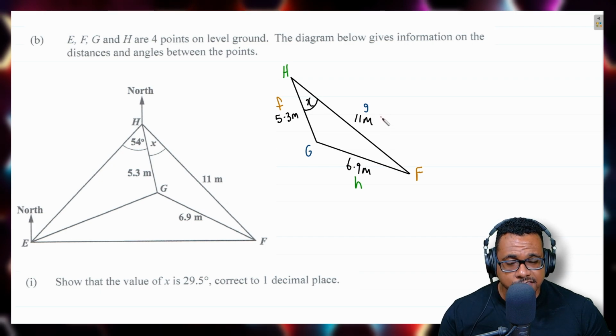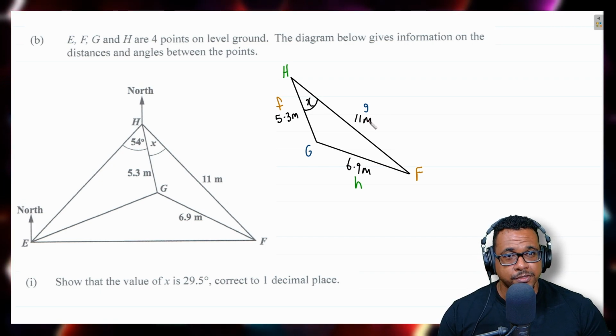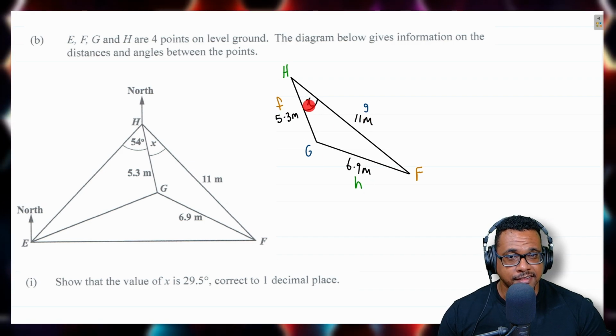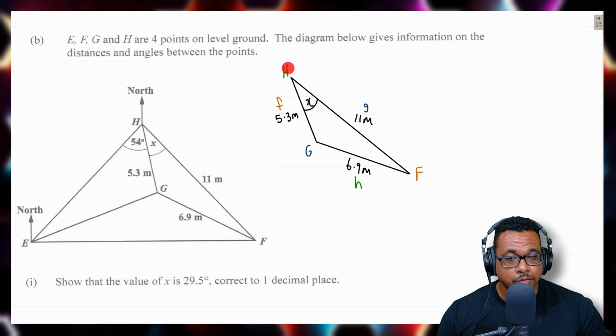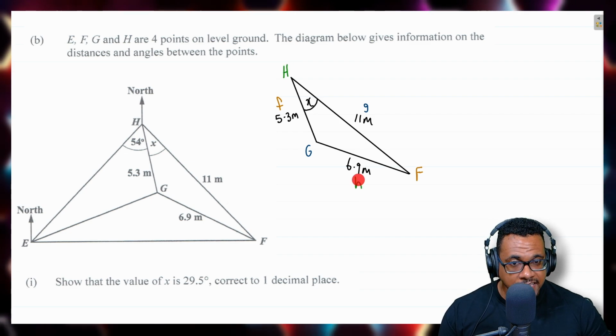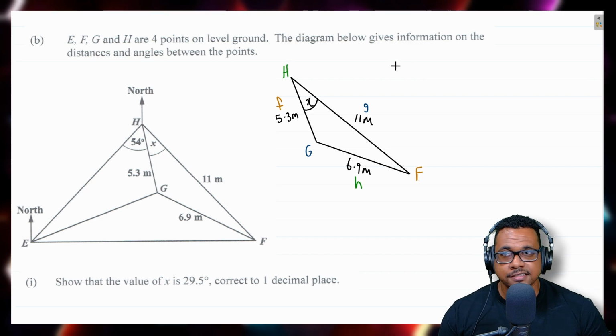We don't have any angles, so the sine rule is out. What we could do is use the cosine rule because we have all three sides to find this angle X. Now, we know the cosine rule. If you want the angle X, which is H, we must start with side H and end with angle H. So the formula is going to look like this.